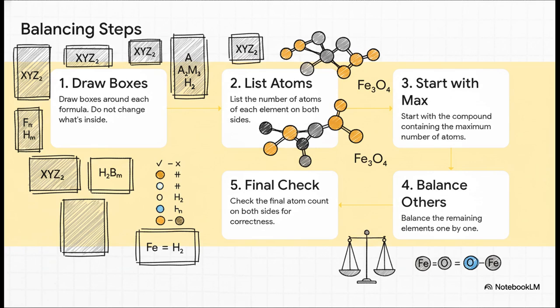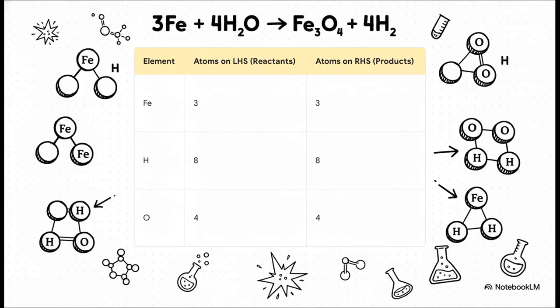A good tip is to start with the biggest, most complicated compound. Here, that's Fe3O4. Balance the oxygen first, then the iron. Then move on to the other atoms one by one until every single one is balanced. And there you have it. After following the steps, this is our final balanced equation.